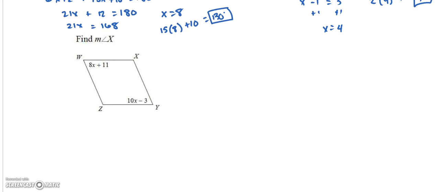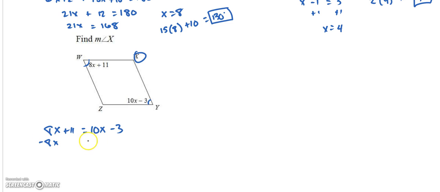Okay, last one. Measure of angle X. So this is what I'm looking for here. Ooh, this is interesting. I don't know anything about x, but let's always start with what we have, right? That's the only place I can start. I know that angle W is 8x plus 11. Angle Y is 10x minus 3. Those are opposite. They have to be equal to each other. They're congruent. So 8x plus 11 has got to equal 10x minus 3.